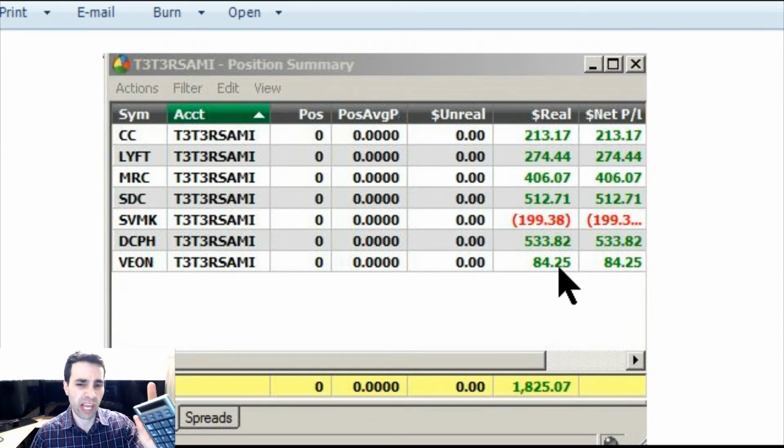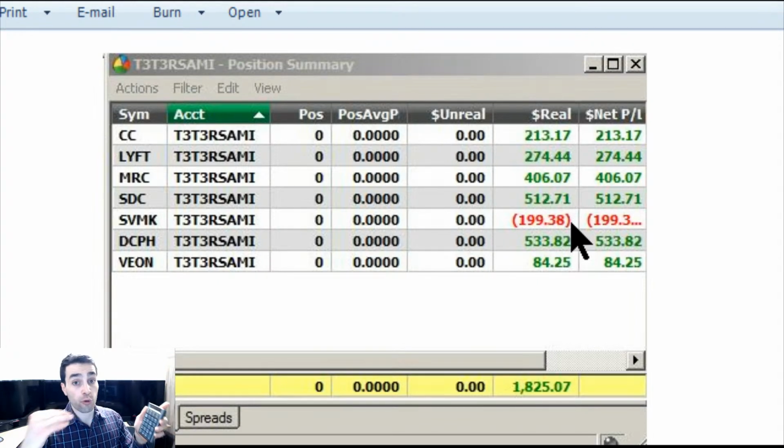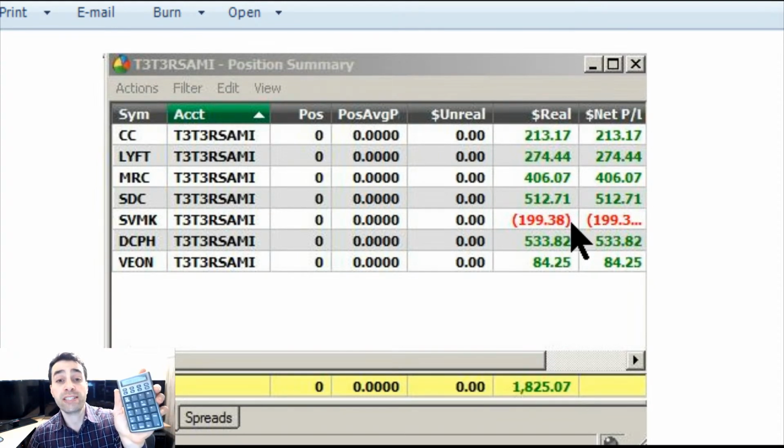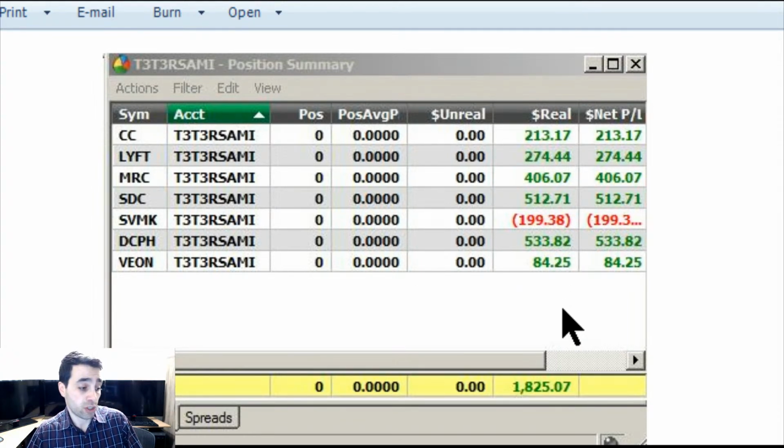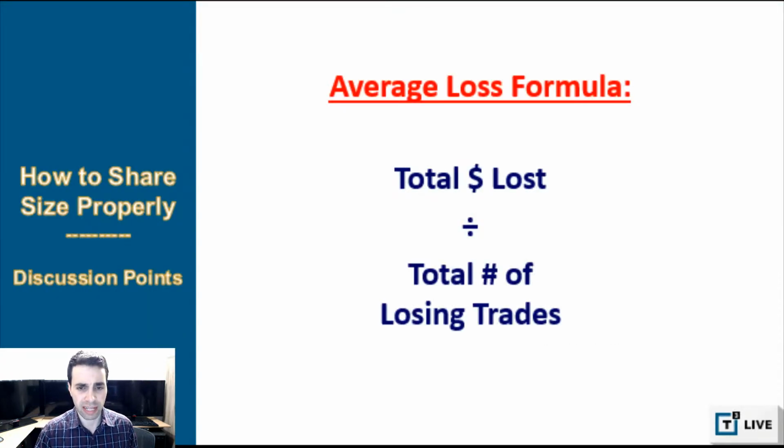My average loser, I only had 1, 200. So my reward to risk was 340 divided by 199, which is 1.7. That's my Sharpe ratio actually, or again, your average reward to risk. In this case the net was 1.7. Okay, that's on the 14th. And then we can look at other days as well, but that's enough. I think you got the formula.